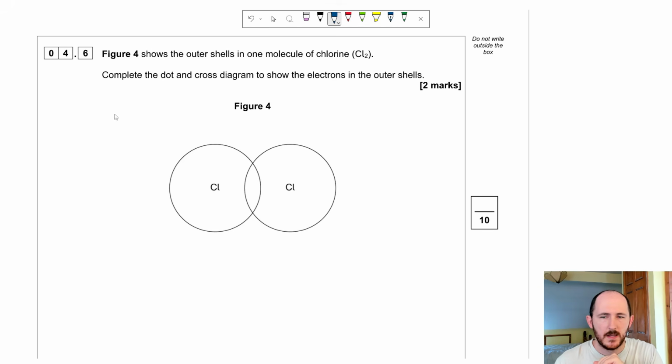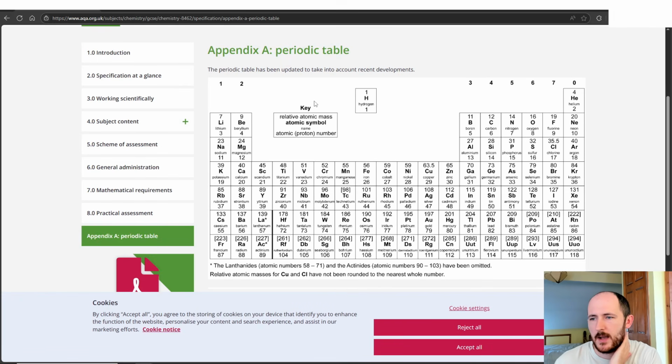So for this question, we have the outer shell in a molecule of chlorine 2. Complete the dot and cross diagram. So again, let's whip out our periodic table. Chlorine is in group 7, which means it has 7 electrons in its outer shell. So again, it needs to either gain 1 electron or lose 7.